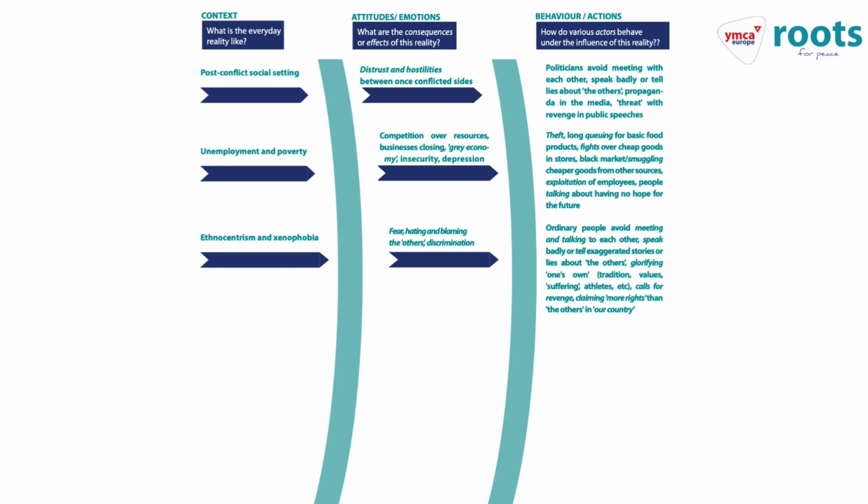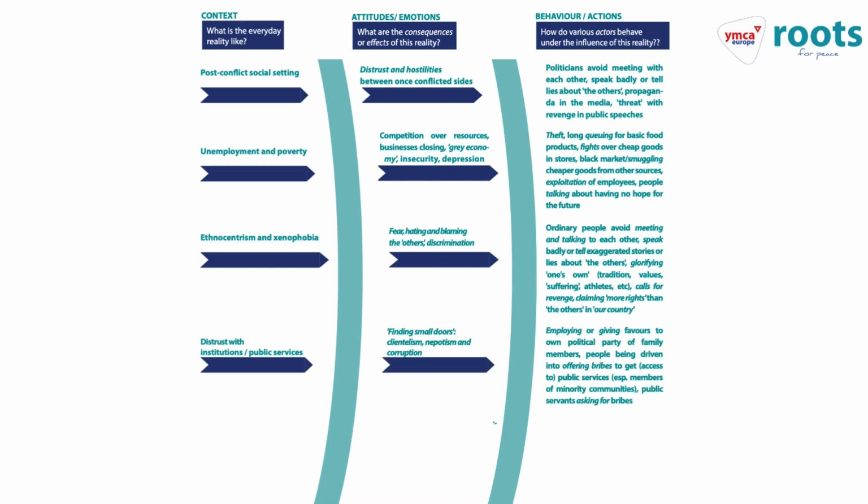When the context is saturated with distrust with institutions or public services, attitude becomes oriented on finding small doors, clientelism, nepotism, and corruption. Therefore, actions and behavior also involve employing or giving favors to one's own political party or family members, people being driven into offering bribes to get access to public services, and public servants asking for bribes.